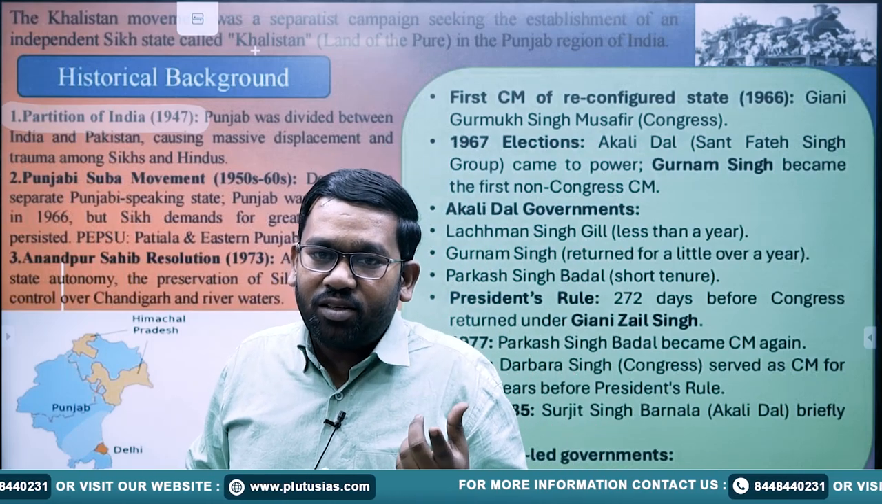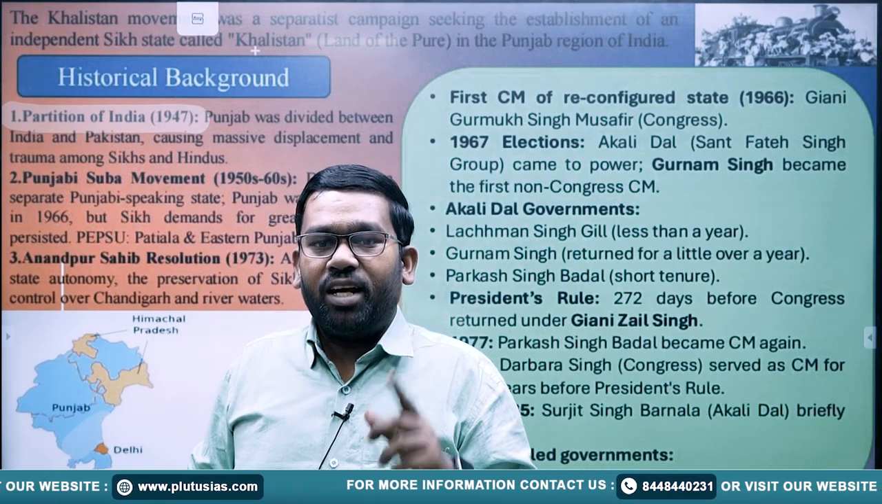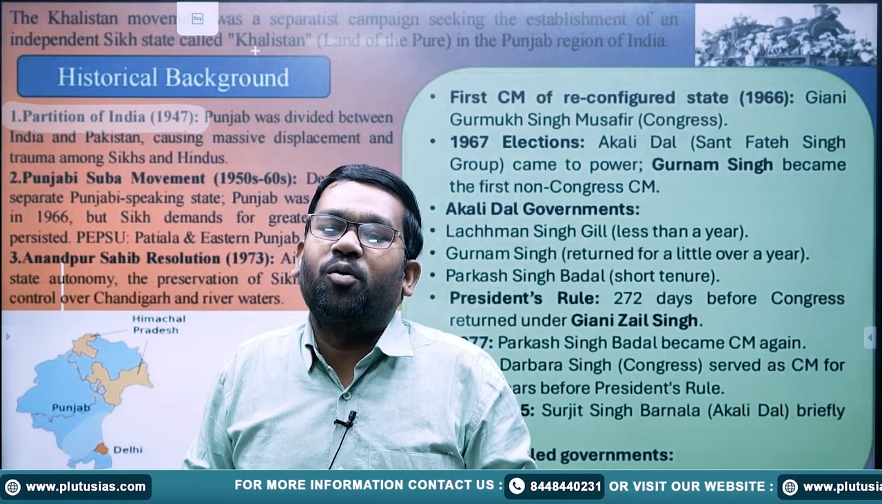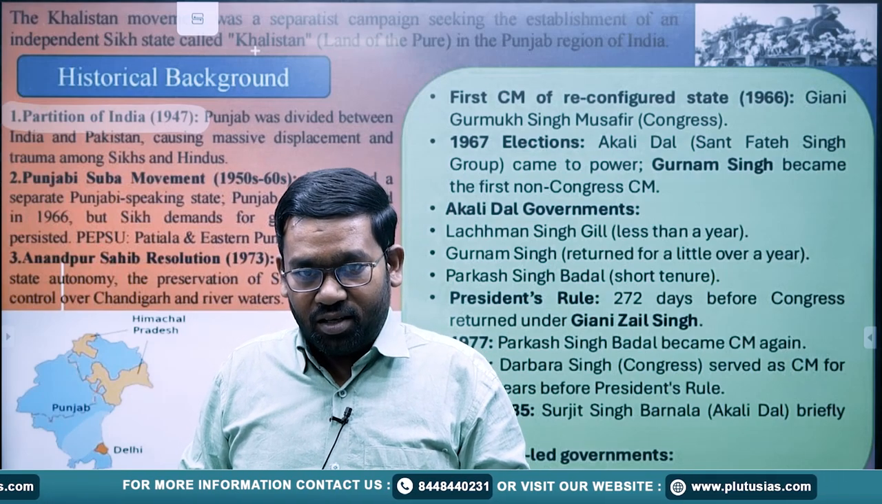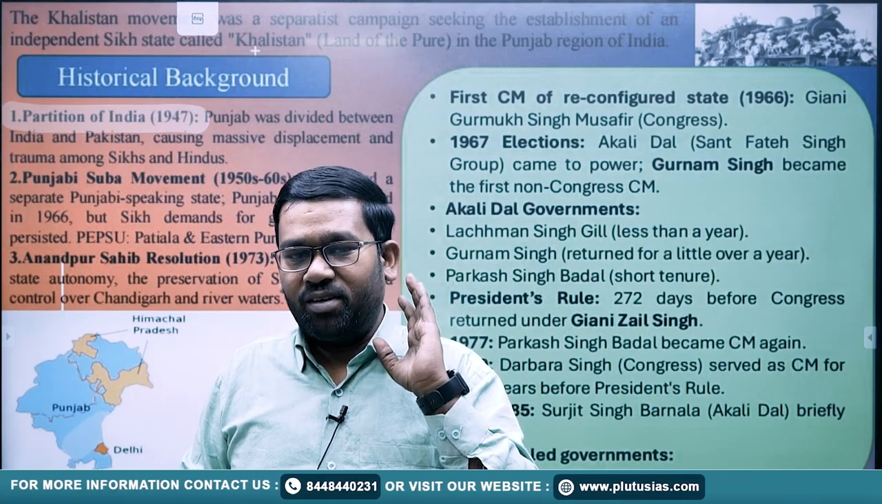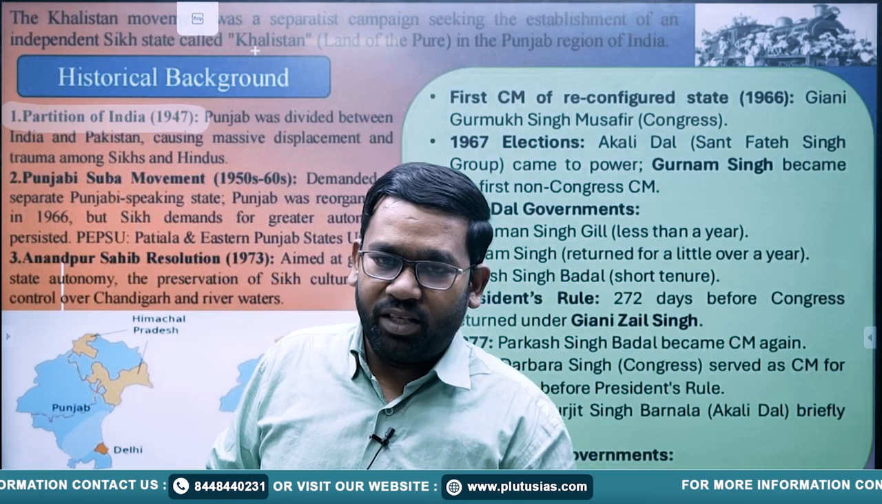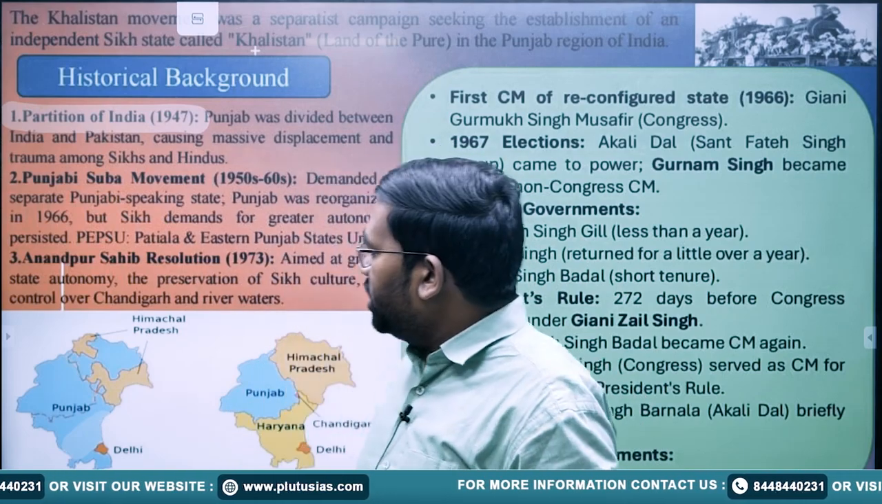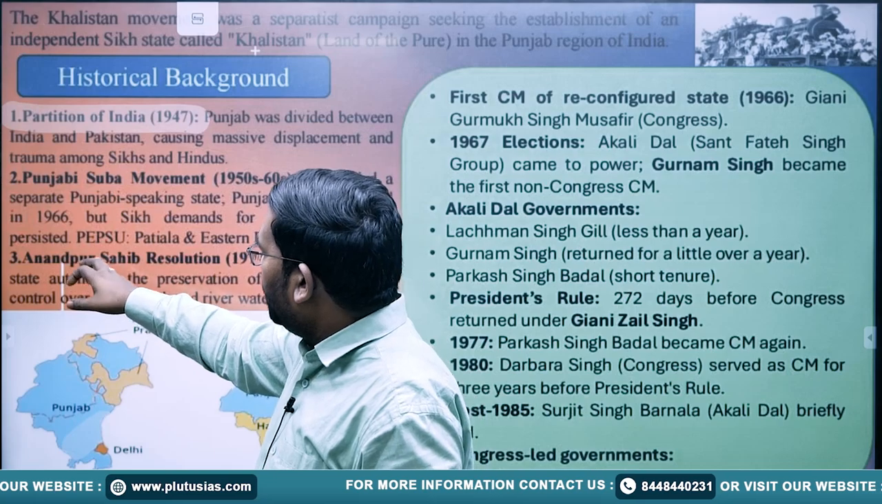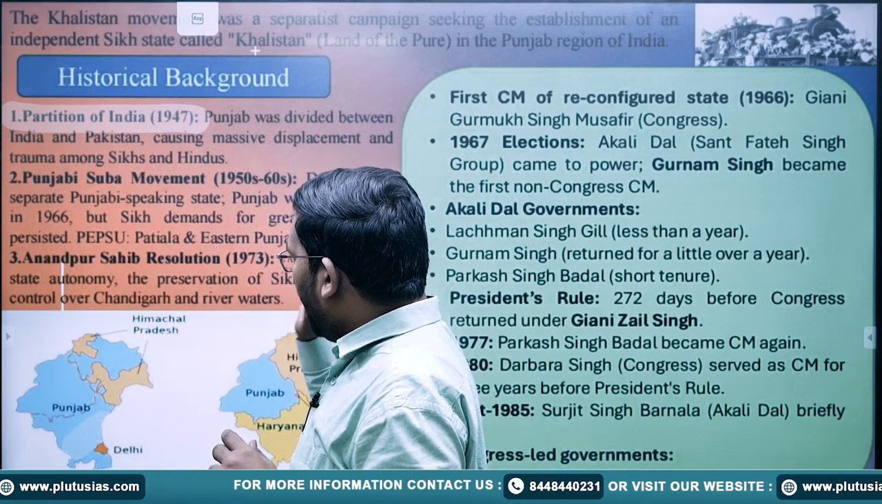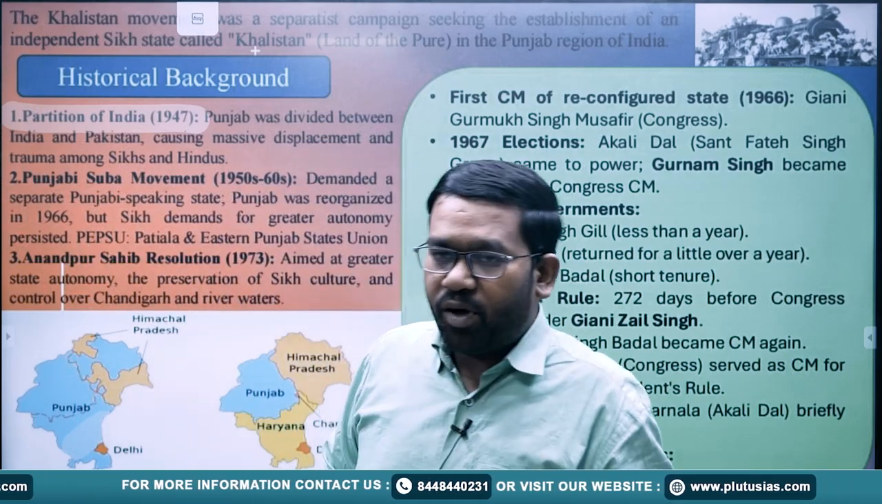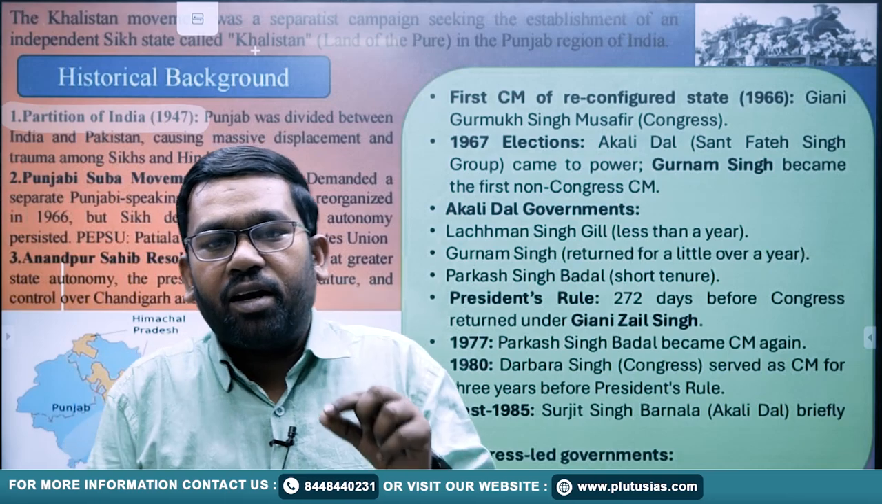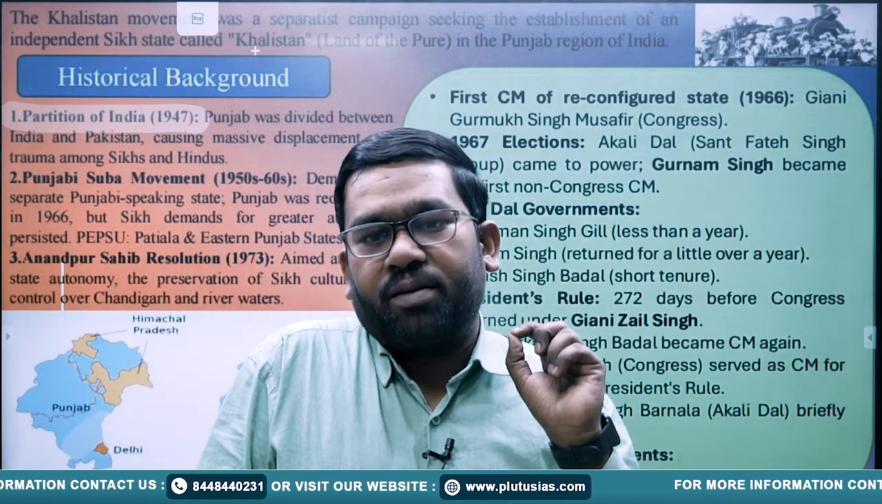This marginalization of Akali Dal in politics led to a feeling among the people that Punjab belongs to us and we should have our Punjab. Why is Congress ruling over Punjab after the 1971 election? Because of these things, they signed the Anandpur Sahib Resolution, and according to this resolution, they focused on greater autonomy of this region.